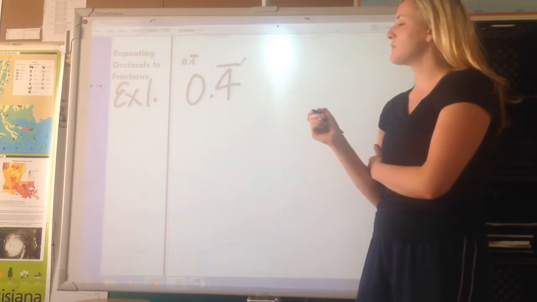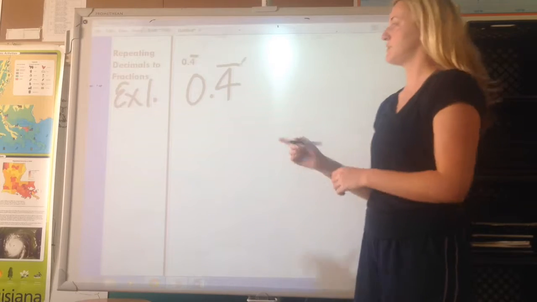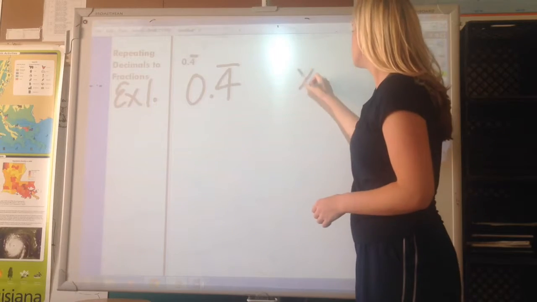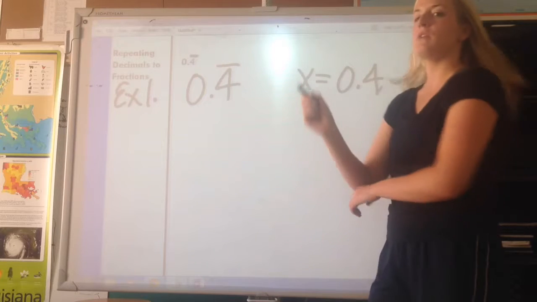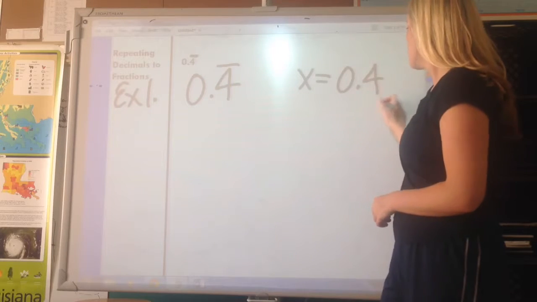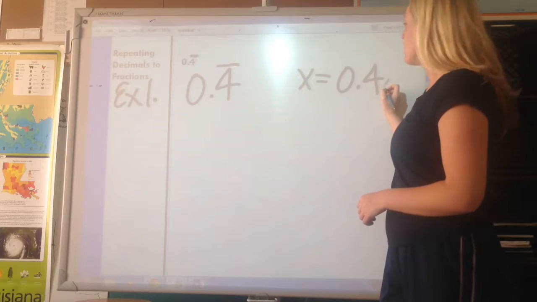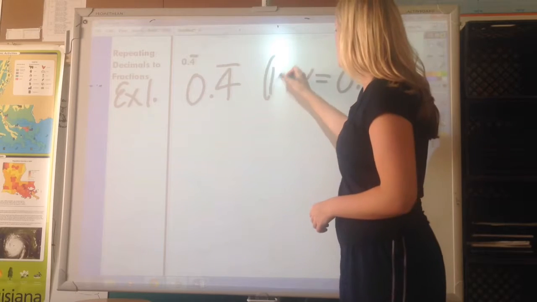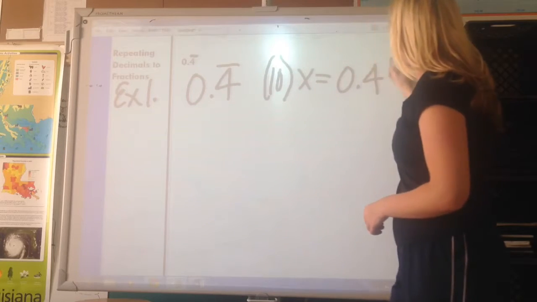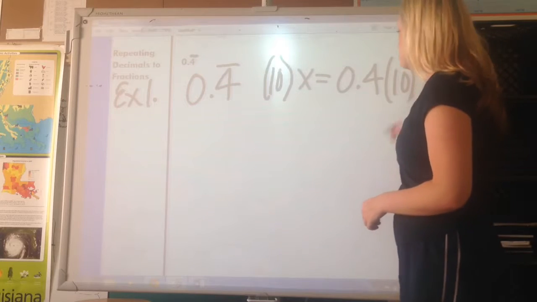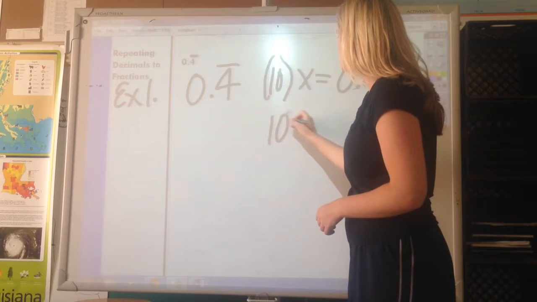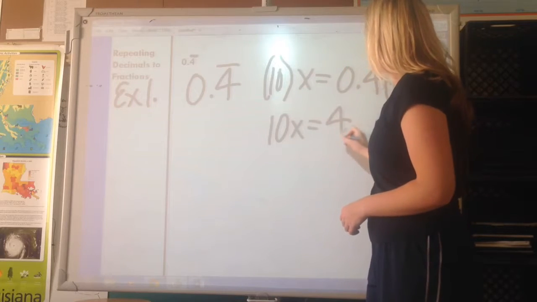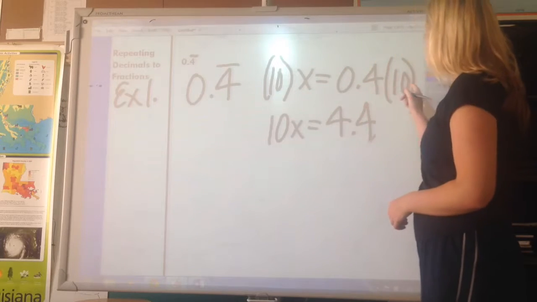If I want to turn it into a fraction, I think back to my steps from yesterday. My first step is to set x equal to that value. I know that I then have to move my decimal one place to the right in order to have a whole number to work with for our new equation. So I multiply both sides by 10. 10 times x is 10x, and then 0.4 times 10 is 4.4.